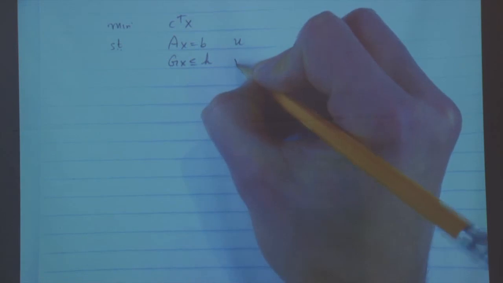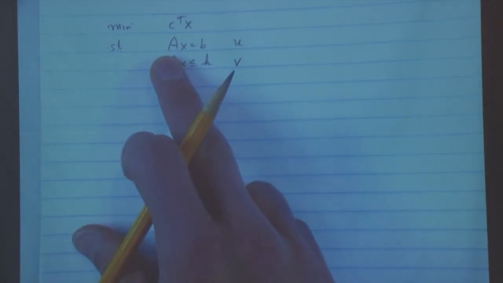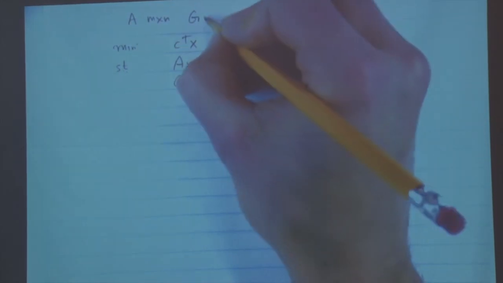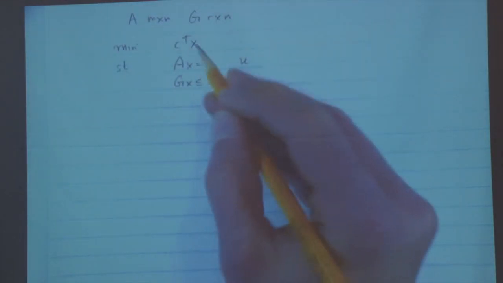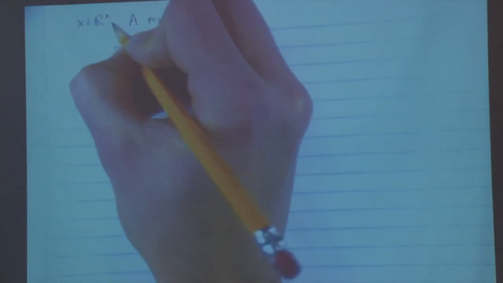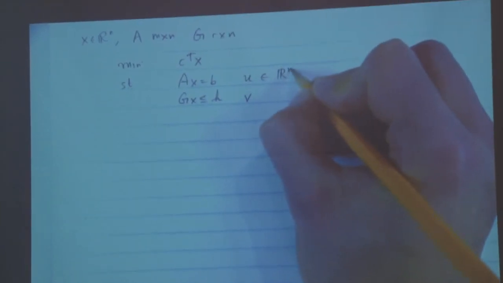And I'm going to introduce two blocks of dual variables. Each of these are themselves multidimensional. So u and v. And u is going to be a dual variable that's of dimension equal to the number of rows in A. So let's suppose that A was m by n, and G was r by n. And so then x is going to be n-dimensional. u is going to be m-dimensional, and v is going to be r-dimensional. And we're going to put a constraint on v that it has to be non-negative in every component.